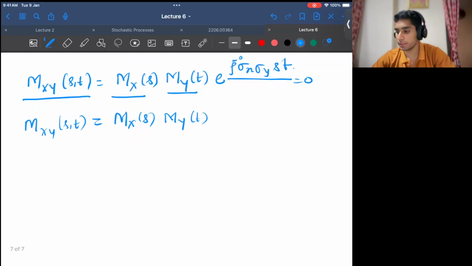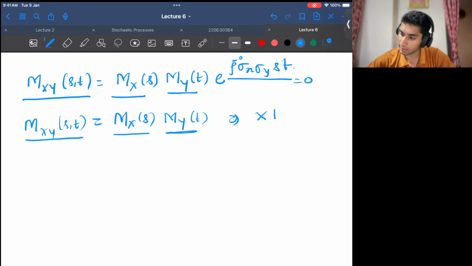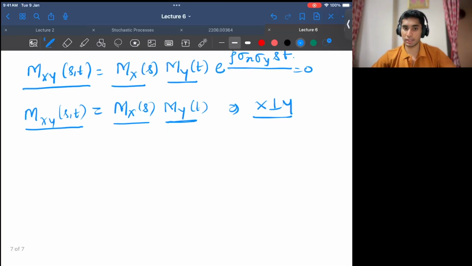Now, whenever the joint moment generating function is equal to the product of the individual moment generating functions, this implies that x is independent of y. This is the property that I am using, because the moment generating functions are decoupled. That means that x and y are actually independent. So this is a simple proof to see how it is happening.